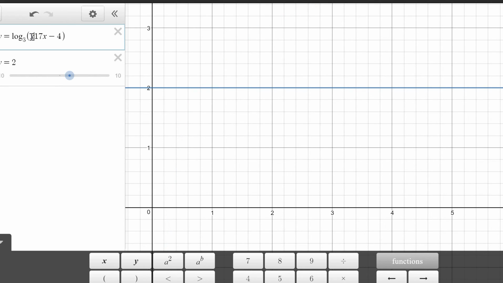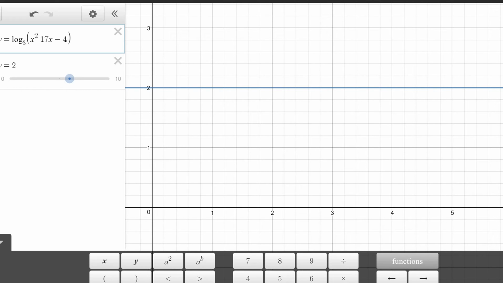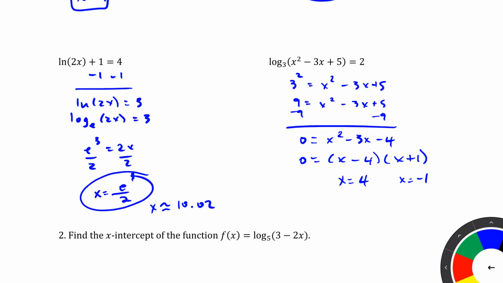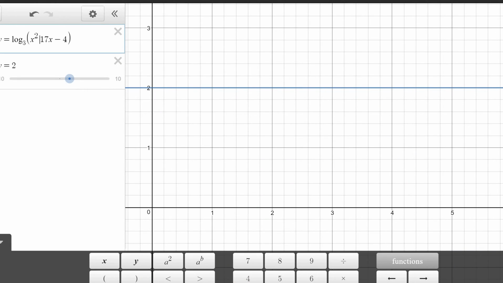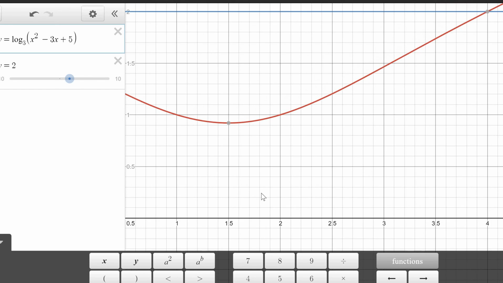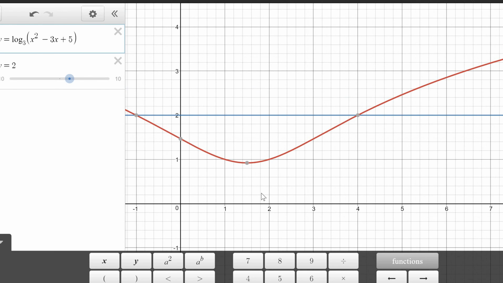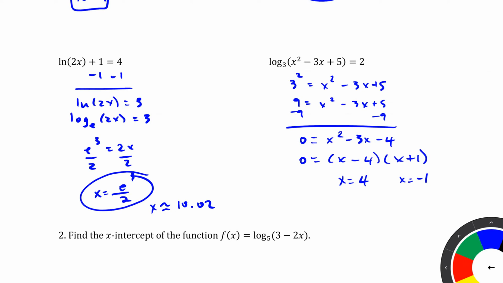We graph log base 3 of x to the 2nd power minus 3x plus 5. We again see this graph has 2 points of intersection, at 4 and at negative 1. So we see both of these answers are actually going to work.